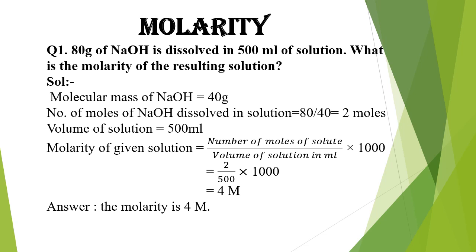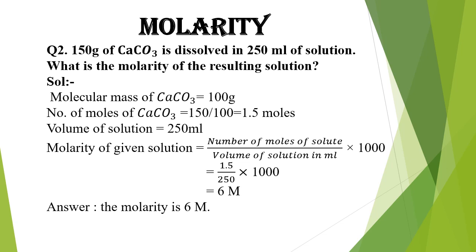So 2 moles of NaOH are dissolved in 500 ml of solution. The molarity of the given solution is the number of moles of solute, that is 2, divided by volume. Volume is 500 ml, so to convert ml into liters, we multiply it by 1/1000. After calculations, we get the molarity of the given solution as 4 M.